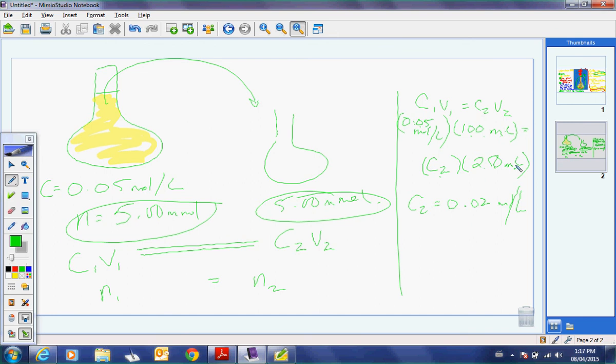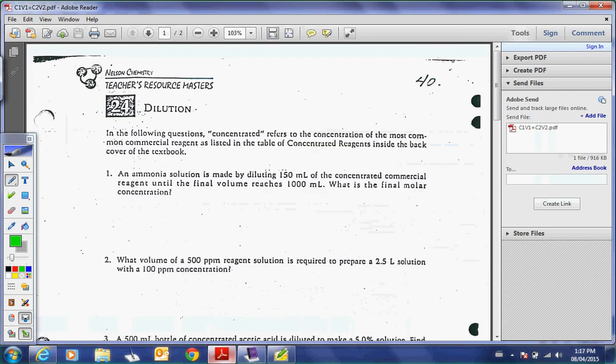Okay, so we're going to do a practical application, but I also have a sheet for you in a minute that has, so for those of you that are missing this lesson, this sheet practices that concept. c1v1 equals c2v2. But before we get to that sheet, I'd like us to dilute our volumetric flasks, and we'll see how we can play with that a little bit. Okay?